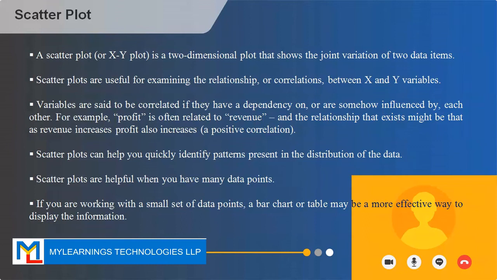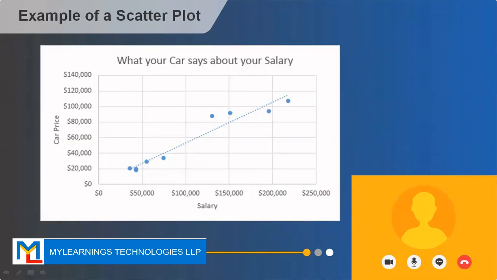Next slide, let's take a look at what a scatter plot is. It is a plot of salary versus the price of the car, and the graph is saying what your car says about your salary. So these blue dots are the scatter plots.